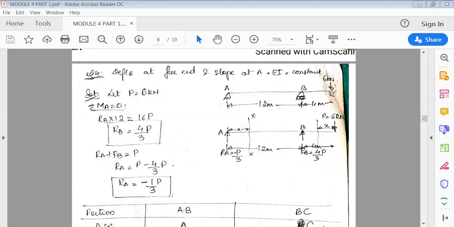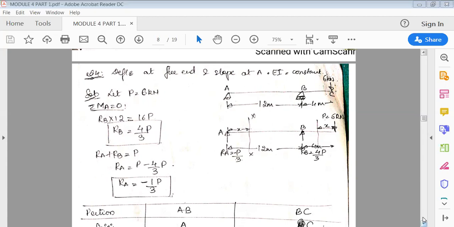So what we'll do here is for the same 6 kilonewton, instead of writing 6 kilonewton, we'll write it as P. Okay, so let P be 6 kilonewton. So I've shown it here. P is equal to 6 kilonewton. So as usual, when you're solving this, we'll take it as P. In the end, we'll substitute the value of P. Then we'll find the reactions.